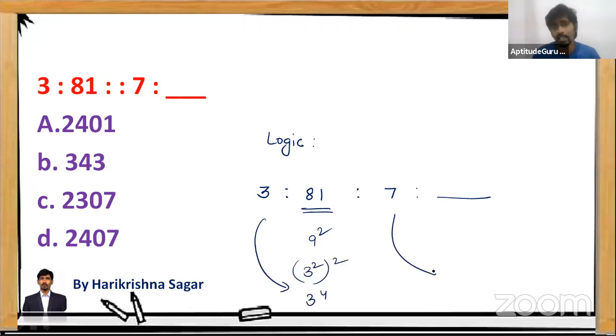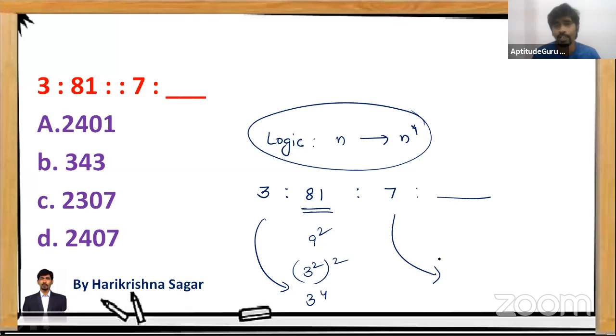Then 7 becomes what? That means what is the logic here? N becomes n power 4. So the same logic we have to apply here. 7 will become 7 power 4. What is 7 power 4?